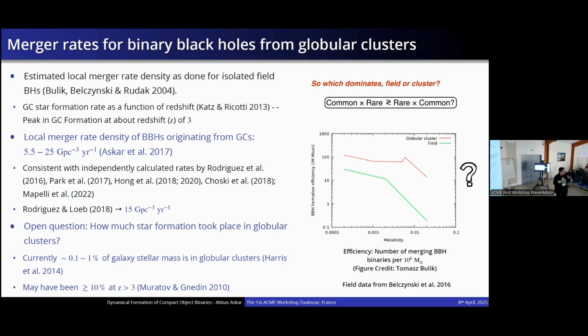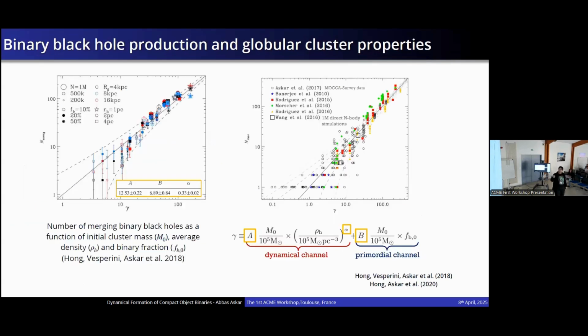So it's possible that binary black hole formation could be more common in these environments, but that their overall formation is rare. And in this work, we try to come up with a way to estimate, based on the cluster properties, how many merging binary black holes they can produce. So this gamma basically takes into account the initial mass of the star cluster, its density, and its primordial binary fraction. And essentially what we find is that the more dense and massive a cluster is, the higher the number of merging binary black holes it produces across data sets coming from different simulations.